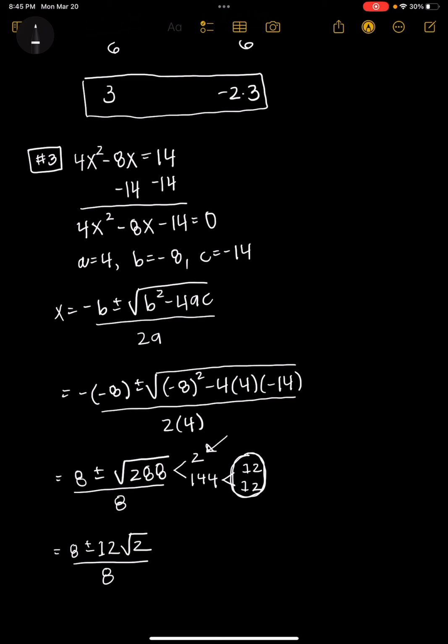Now, let me tell you this. We are going to learn this way better in the next lesson. So once again, I will take the decimal answers, but if you want to start trying to learn how to simplify radicals, you're more than welcome to.